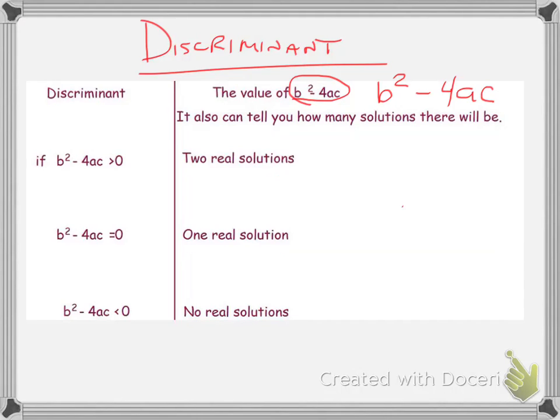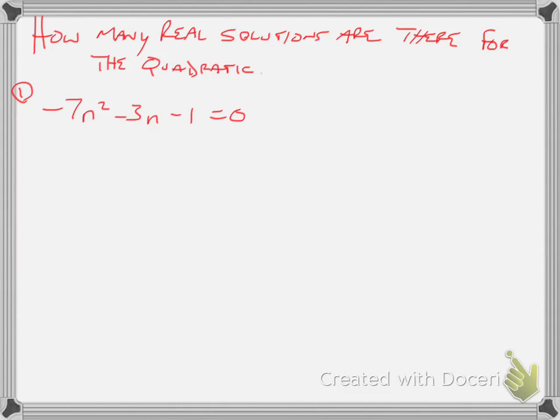There's either going to be 2 real solutions, 1 real solution, or no real solutions. When the discriminant is greater than 0, meaning when it's positive, there's going to be 2 real solutions. When the discriminant is equal to 0, there's 1 real solution. And when the discriminant is less than 0, meaning negative, there are no real solutions.